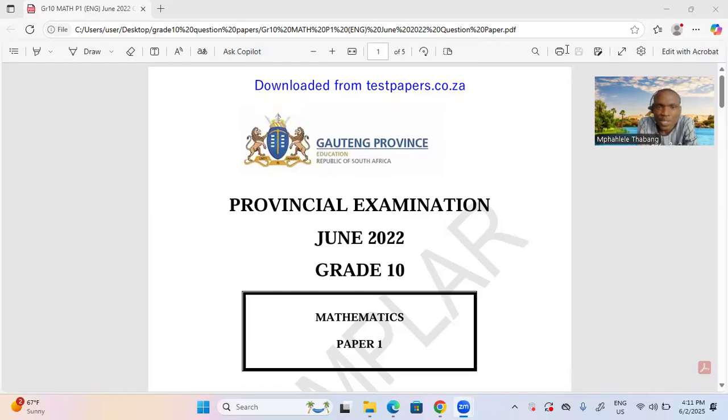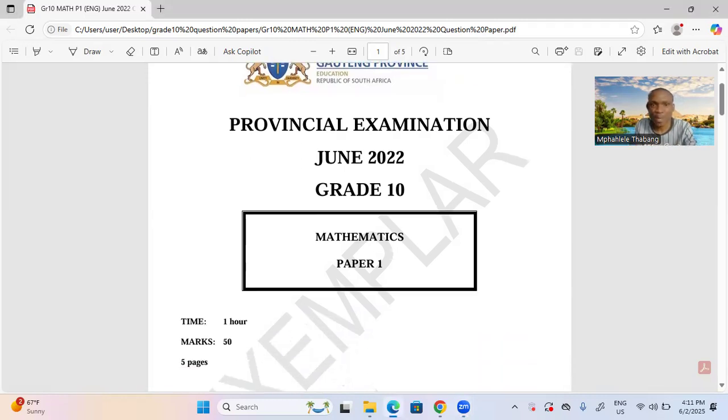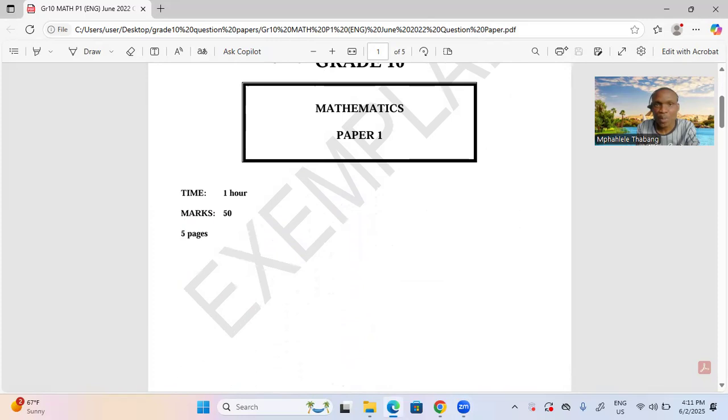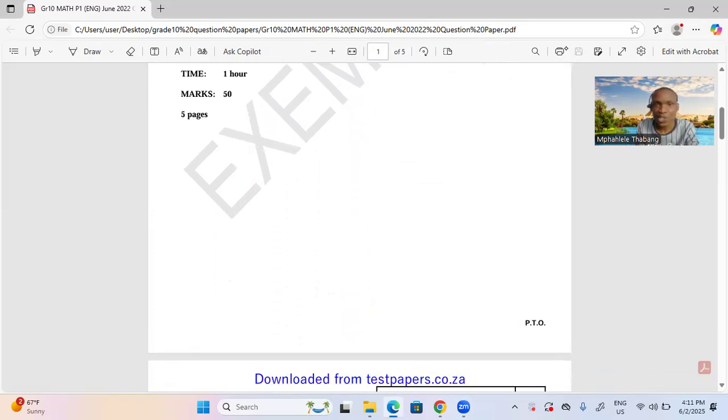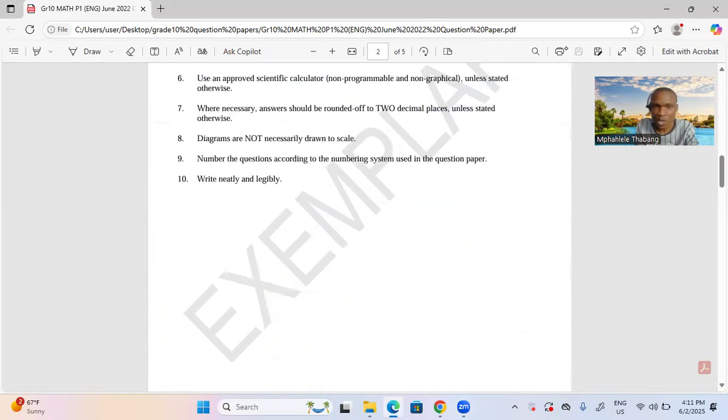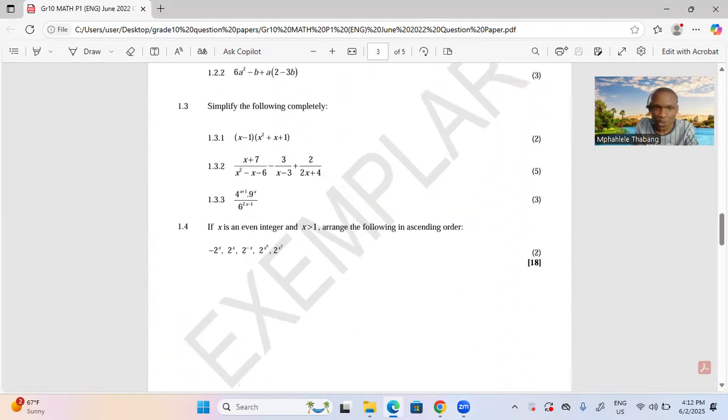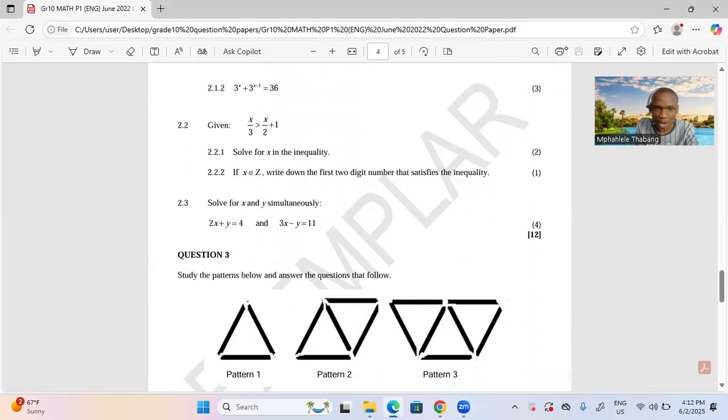Hello, grade 10s. I've got an interesting question from the Gauteng province June exam. We are treating June exam previous papers, and I believe this will be good preparation for you for your June exam in the year 2025. So without wasting time, let me take you to a quadratic function.